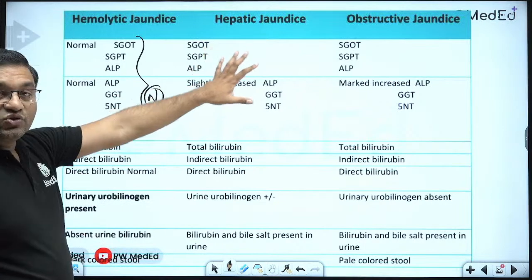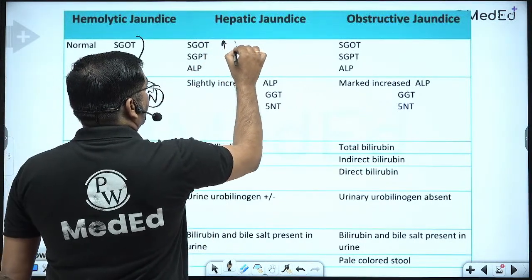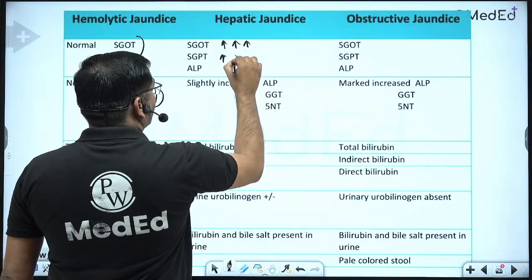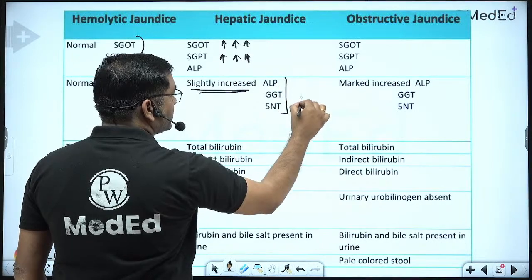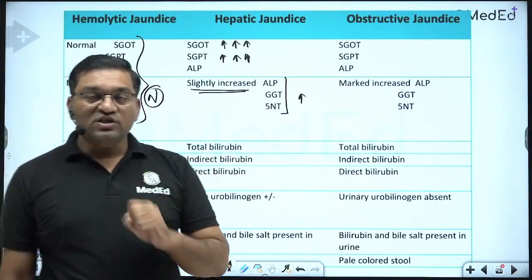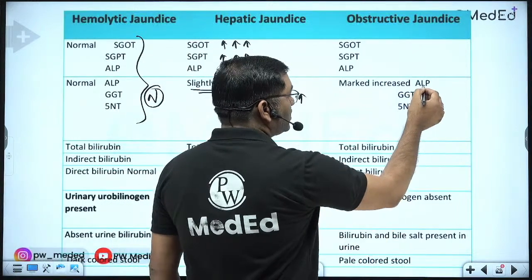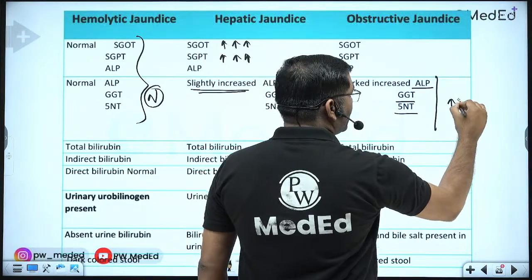While in hepatic jaundice, there is marked rise in SGOT and SGPT levels, but only a slight rise in the obstructive enzymes ALP, GGT, and 5' nucleotidase. In obstructive jaundice, these obstructive enzymes ALP, GGT, and 5' nucleotidase show a marked increase in activity.